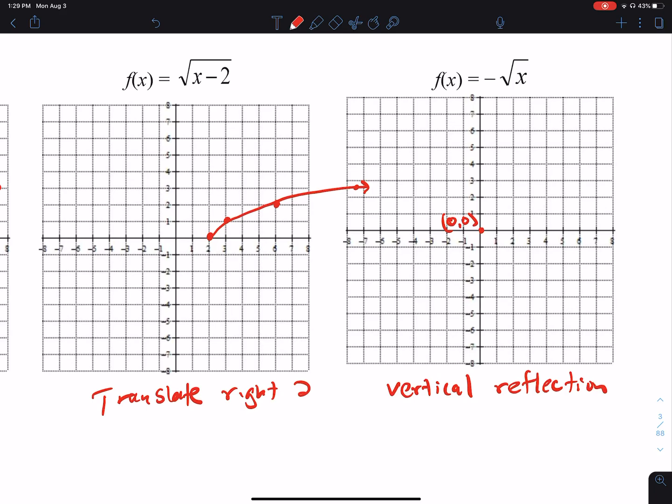Normally we go to the right 1 and up 1, but now we're going to go right 1 and down 1. So the square root of 1 is 1. Square root of 4 is normally 2. Since it's a reflection, we're going to come down here at -2. I'm going to go to the right 9. Square root of 9 is 3. We're supposed to do a vertical reflection, so we're going to go down 3. So this graph will look something like this.